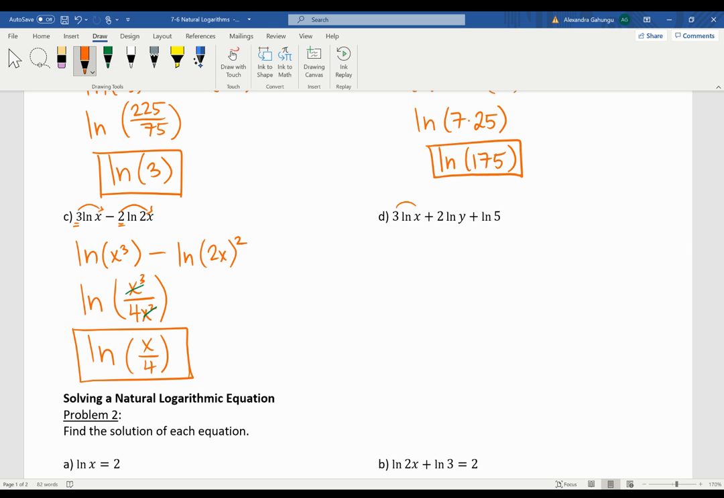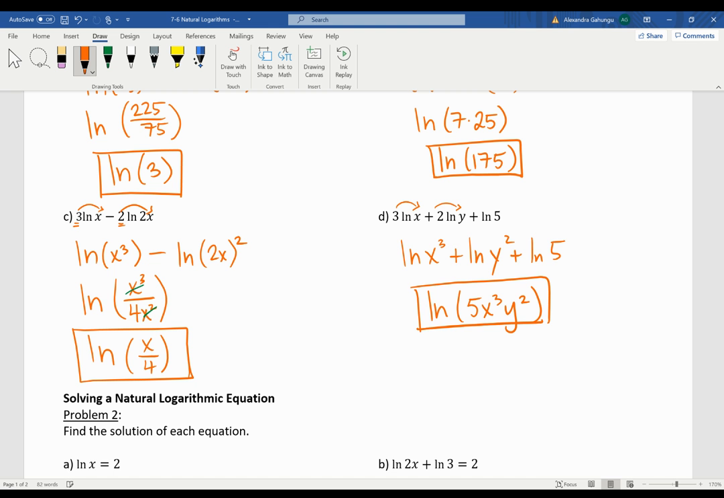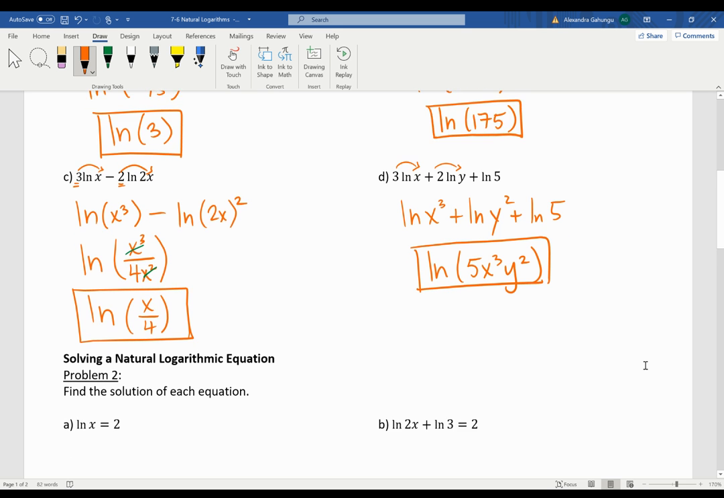And this last one's kind of nice. You're just moving everything before you put it all together. So it's ln x cubed plus ln y squared plus ln of 5, which means when I put it all together, it's the ln of 5x cubed y squared. Okay, so that's our log rules applied to our natural log, which makes sense. It's a log as well.